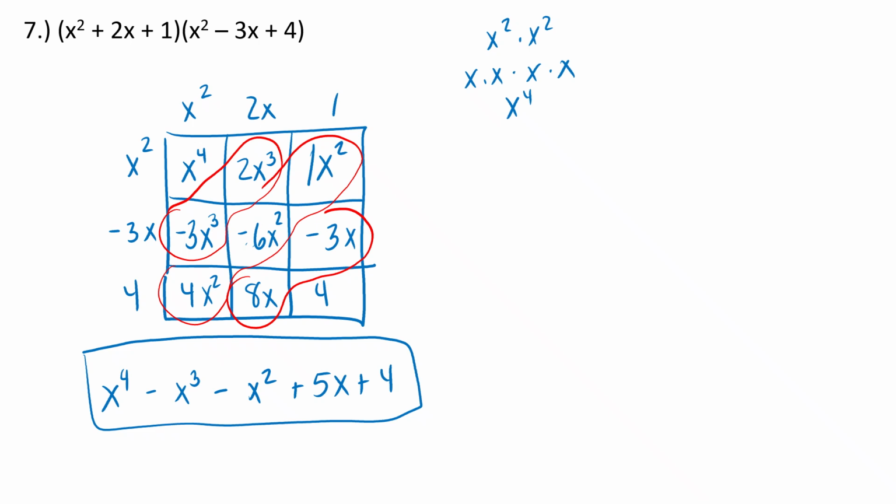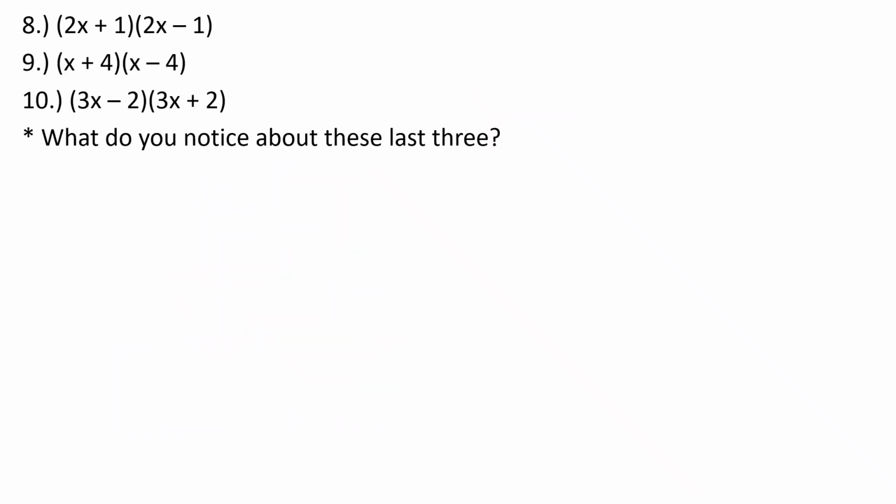So there we go. Now for these last 3, it just says, what do you notice about them? So these are what we call a special case. So notice something about each of these problems. So you have 2x and a 1 and 2x and a 1, but one of them has a plus and one of them has a minus. X and a 4, but one of them's plus and one of them's minus. And then just to make sure we don't get too stuck in a rut, 3x minus 2, 3x plus 2.